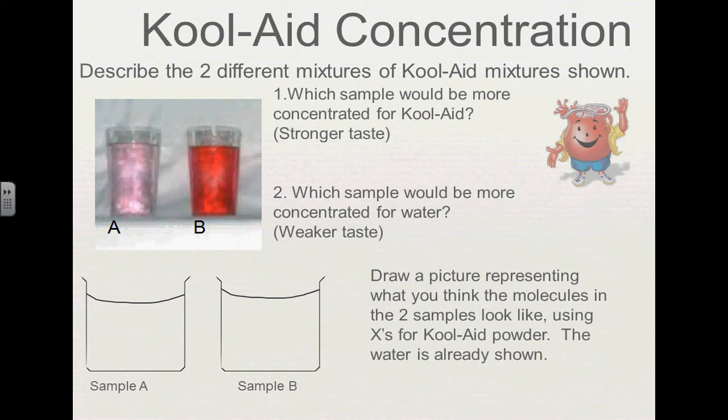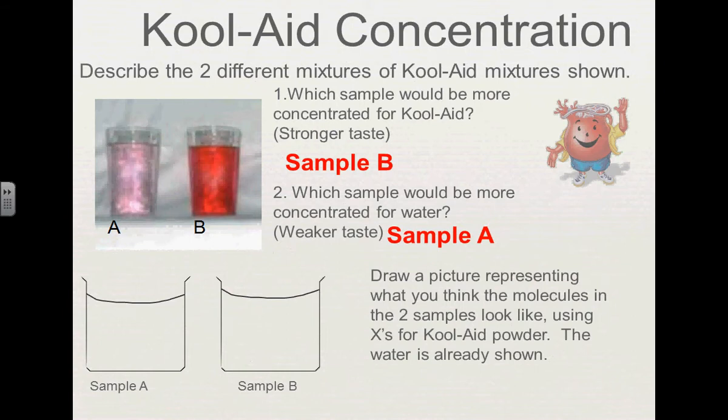Nick? B. Yeah. Sample B has a higher concentration of Kool-Aid. Maybe that's 20% Kool-Aid, 80% water, something like that. All right, which would have a higher concentration of water? Anna? A. Yeah, A would. A would probably be maybe 5% Kool-Aid, 95% water. So that would have a much higher concentration of water.